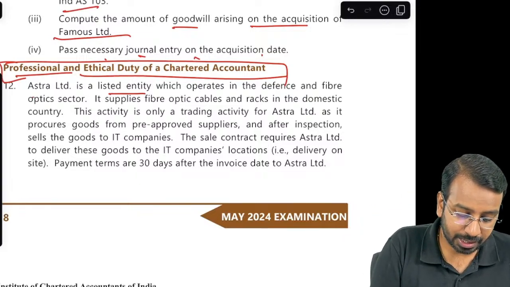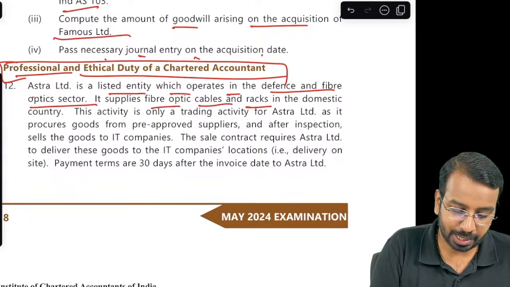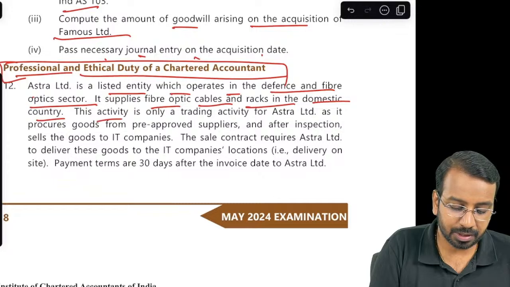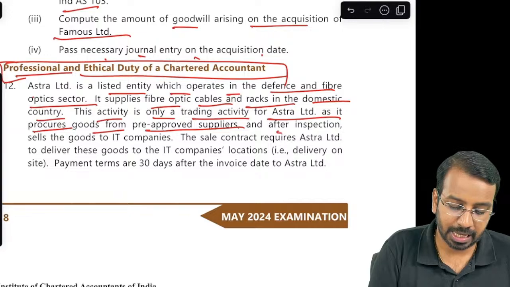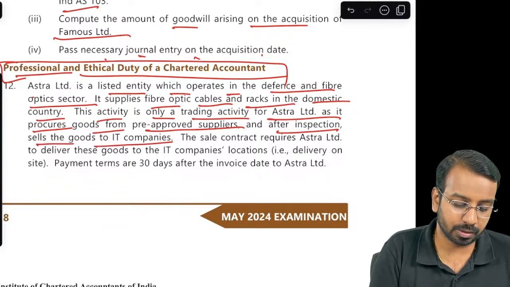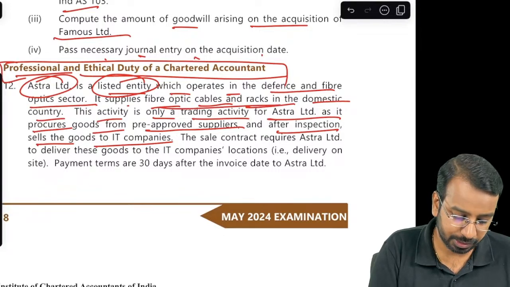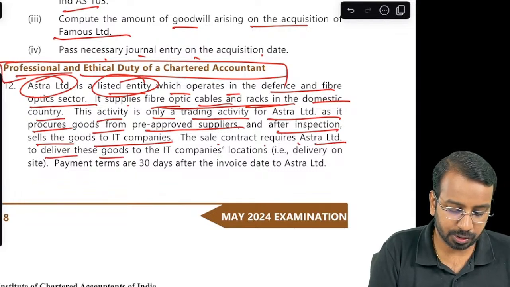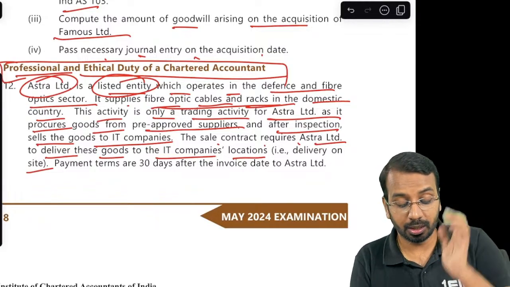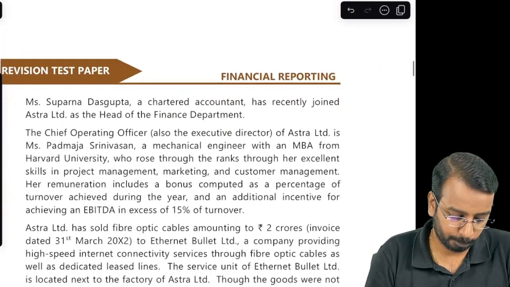Astra Limited is a listed entity which operates in the defense and fiber optic sectors. It supplies fiber optic cables and racks in the domestic country. This activity is only a trading activity for Astra Limited, as it procures goods from pre-approved suppliers and after inspection sells the goods to IT companies. The sale contract requires Astra Limited to deliver these goods to the IT company's location, that is delivery at site. So you have to deliver that to the location. Payment terms are 30 days after the invoice date to Astra Limited.